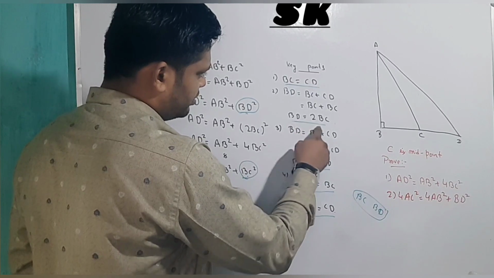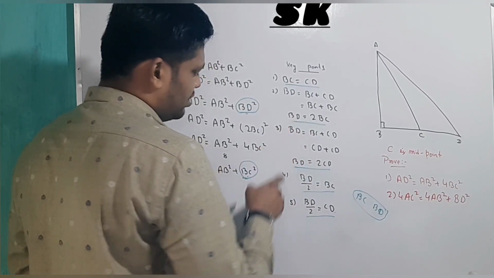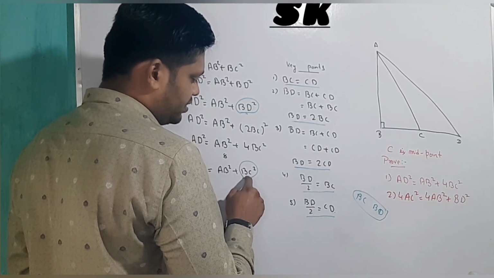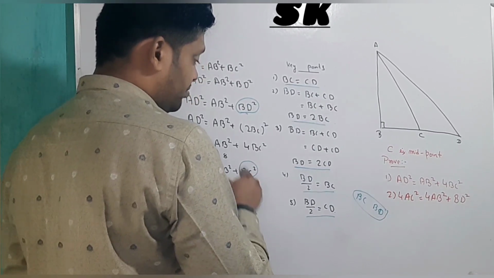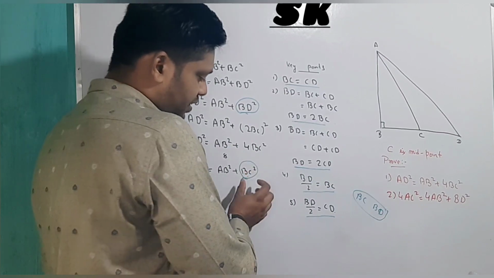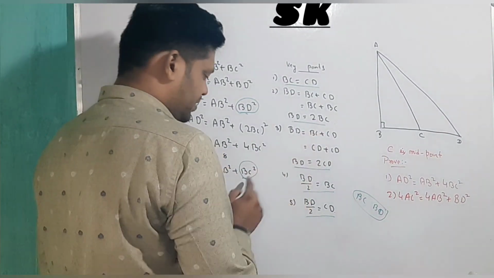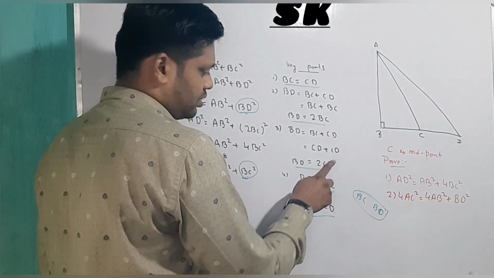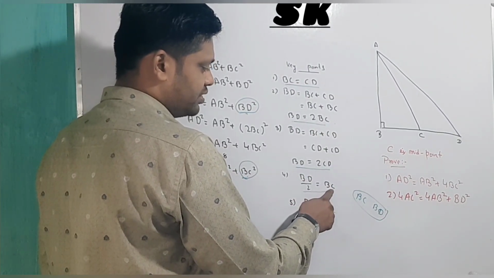BC and BD are there, but we have to calculate BC. BC should be there alone. Is BC alone? No, 2 is also there. Leave that. Okay, BC is alone. So BC is equal to BD by 2.